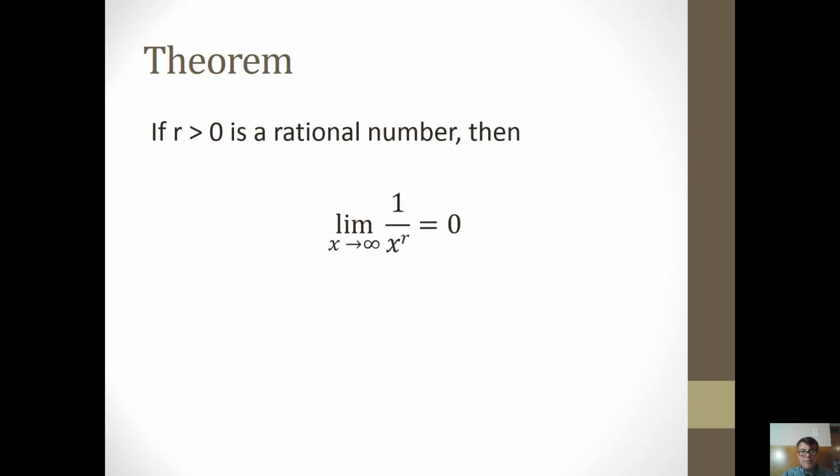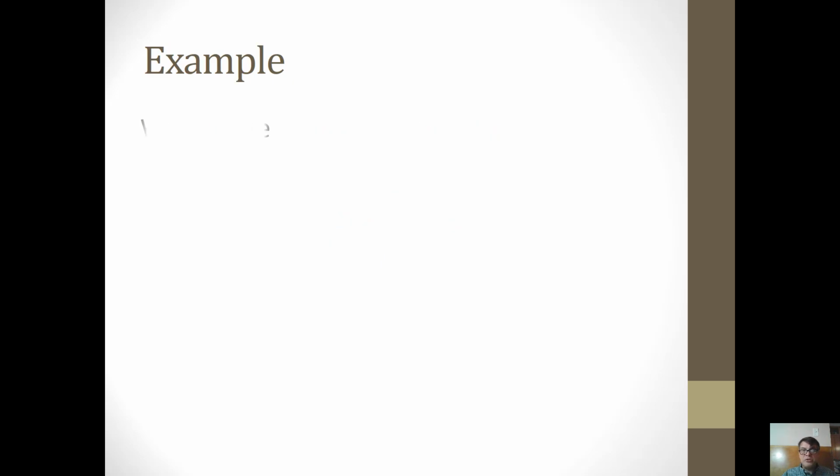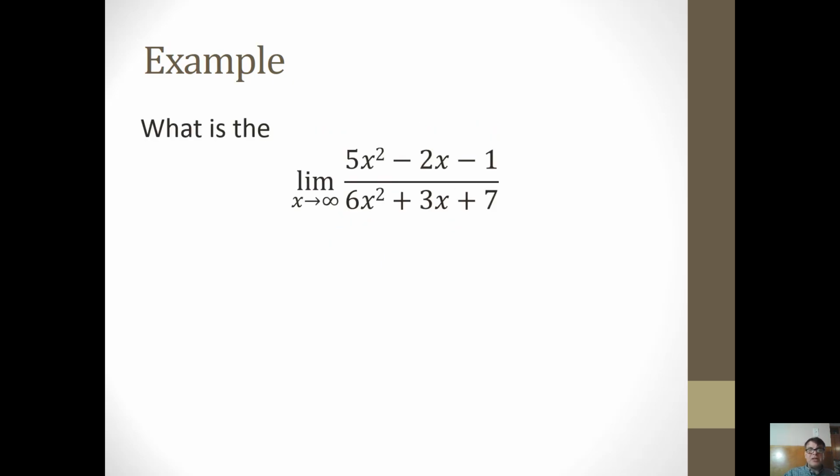So that's a theorem. If it doesn't make sense to you, just remember that if you're taking the limit as x approaches infinity of 1 over x, then it's going to go to 0. With that in mind, let's look at this example. What is the limit as x approaches infinity of this polynomial on the top divided by this polynomial on the bottom? Well, how do you solve something like this?